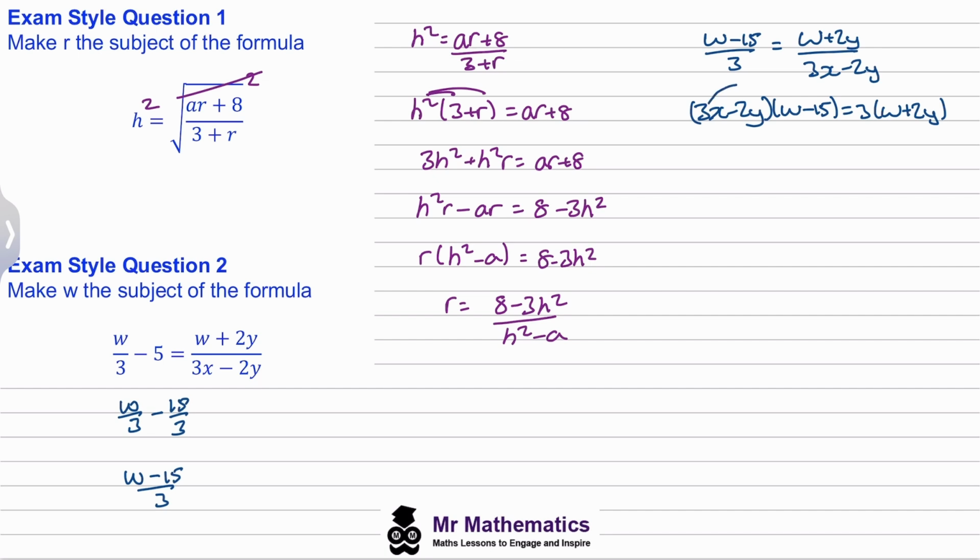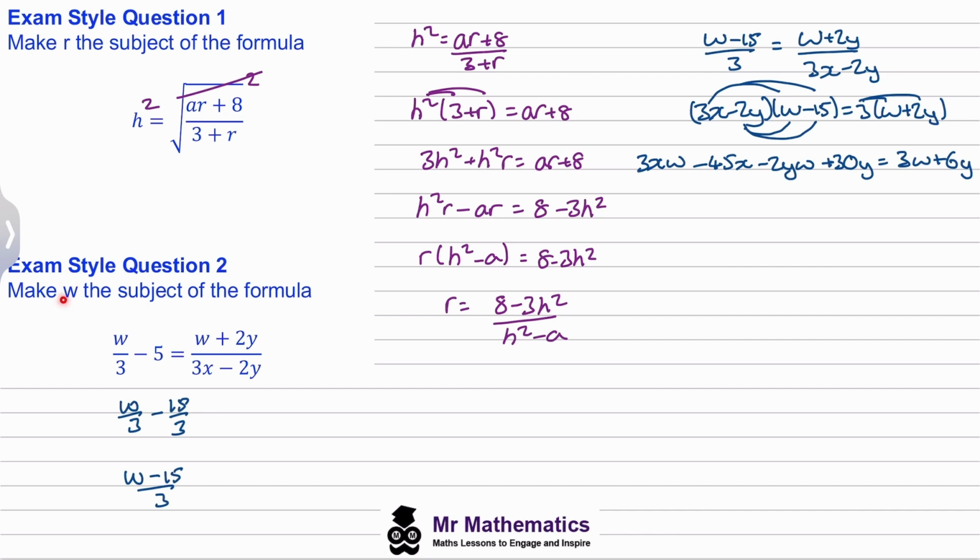So we'll have 3x times the w, 3x times the negative 15, the negative 2y times the w, and the negative 2y times the negative 15. I'll just move this over. And this will equal 3w plus 6y.